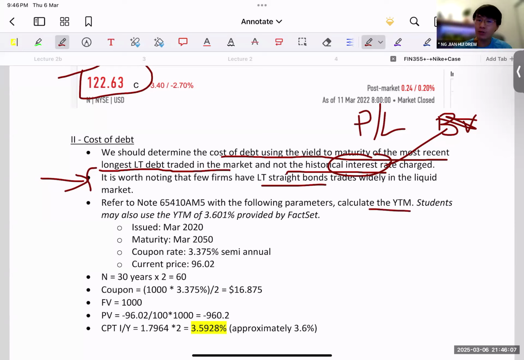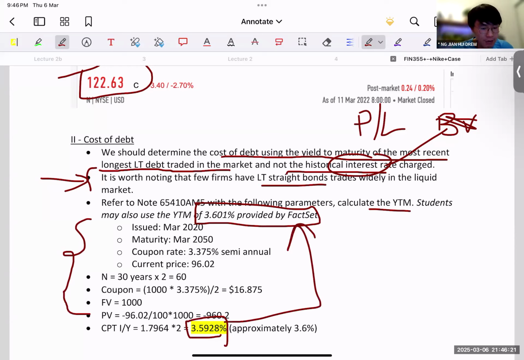Everyone should know at least how to do yield to maturity. So the yield to maturity in FactSet is this. This is given by FactSet. But in your own calculation, you have done the yield to maturity, and you calculated this. You can see your yield to maturity and the FactSet value are actually quite similar. FactSet, S&P Capital IQ usually does some adjustments. So in your case, you just use a straight yield to maturity. That's fine too.